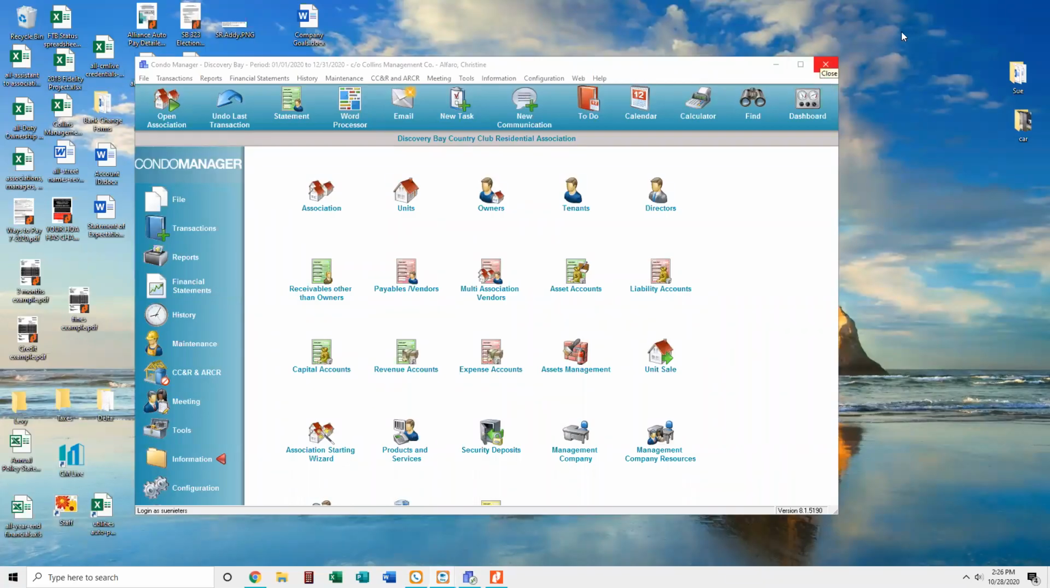Hello, today we're going to talk about how to read an owner's statement. First, you want to get to the owner's landing page, and how you do that is you make sure you open your condo manager. You make sure you're in the right association, which up here in this top ribbon, you'll see we're on Discovery Bay. You can go to information, this little folder on the left-hand side, and you want to double-click owners.